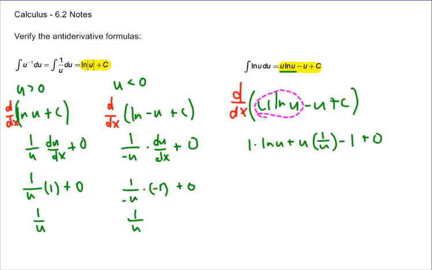Simplify this down just a little bit. 1 times natural log of u is natural log u, plus u times 1 over u is 1, minus 1. And hey, looky there, the 1's go away, and I'm left with natural log of u. So that's how that guy works out. Again, it's really nice and easy to be able to go back and check all these. So anytime you look at an indefinite integral, you should always be able to differentiate your answer and get back to the function that you started with.